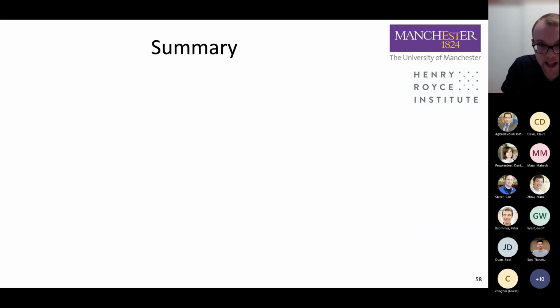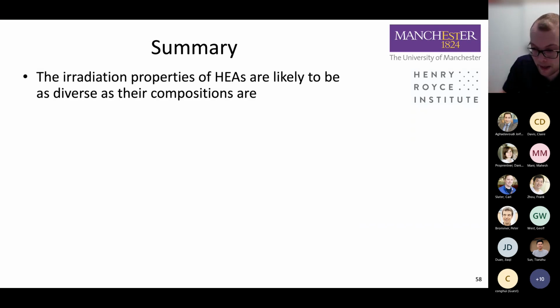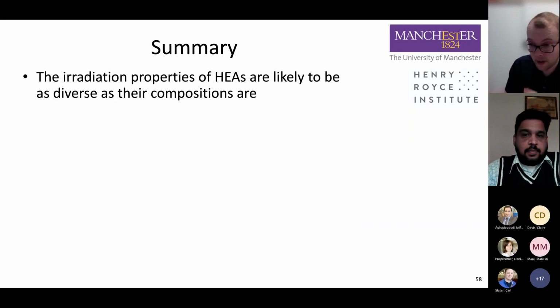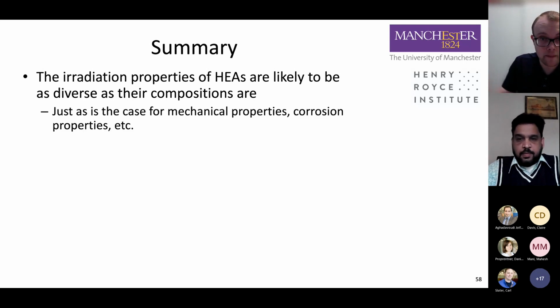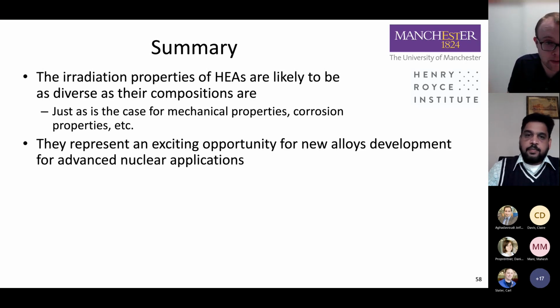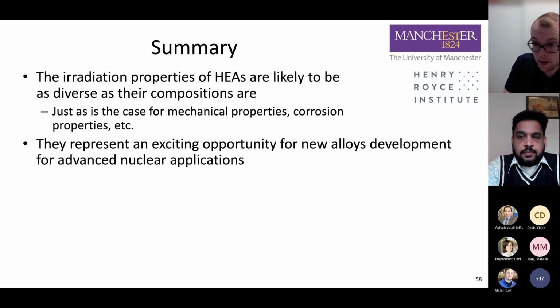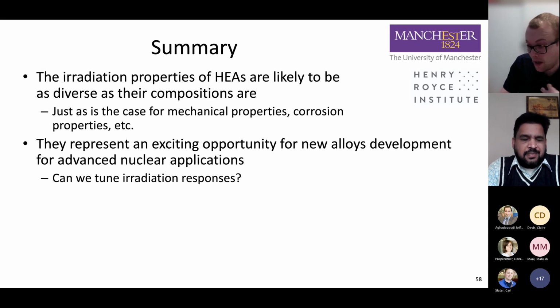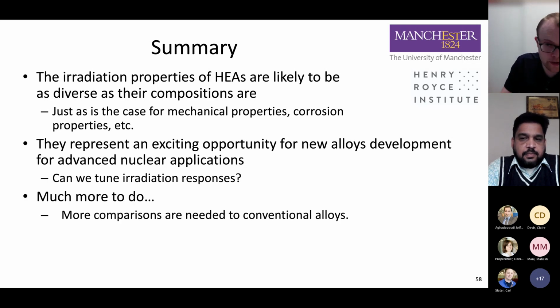So in summary then, I've talked a little bit about high entropy alloys in general to begin with. I then talked about the fact that irradiation properties of high entropy alloys are likely to be as diverse as their compositions are, just as is the case for mechanical properties, corrosion properties, etc. They still, however, represent an exciting opportunity for new alloy development for advanced nuclear applications. So, for instance, can we use that compositional freedom to tune irradiation responses? Possibly. There's still a lot more to do.